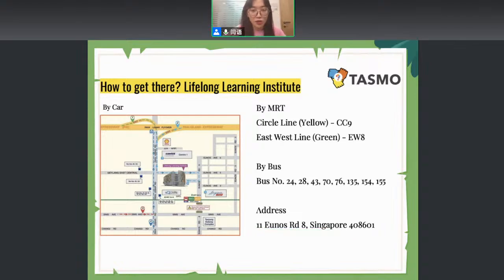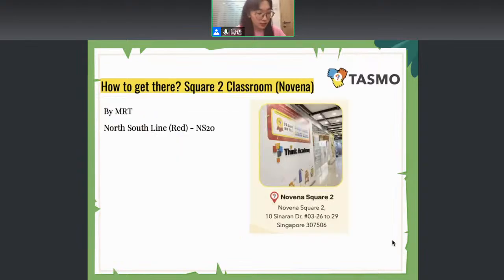一定要记好了我们这个地址，而且一定要检查好自己的邮件到底是在哪个地方考试。Okay. And the next one, what about the Novena Square 2? You can just take MRT, and it is at Novena. Yeah, it is very near.